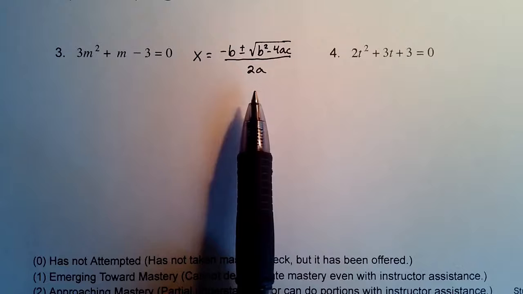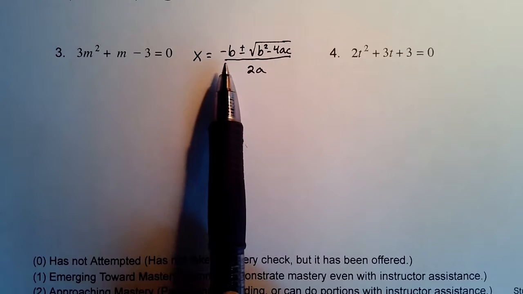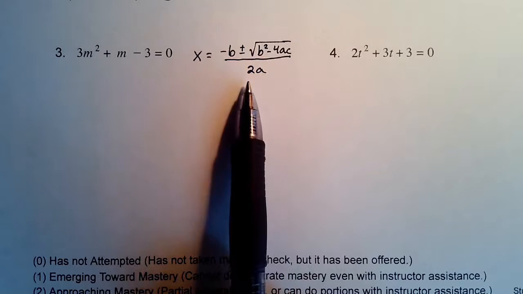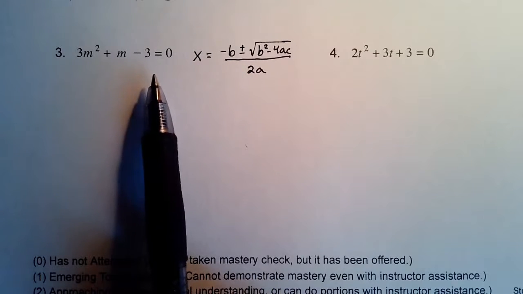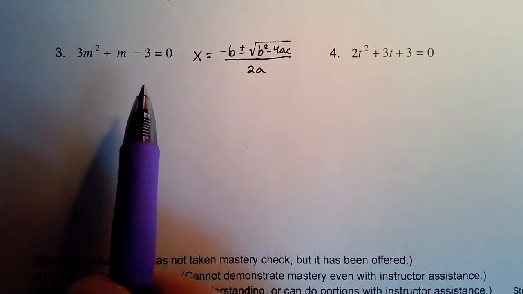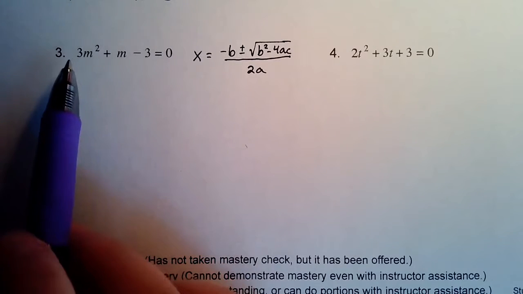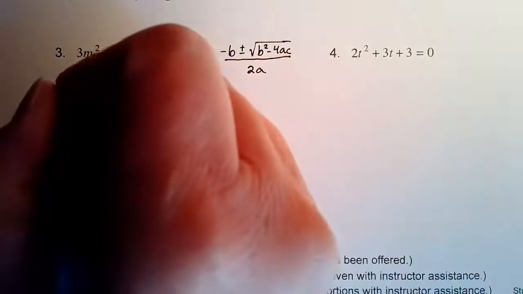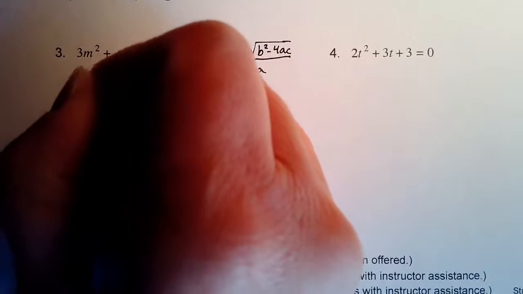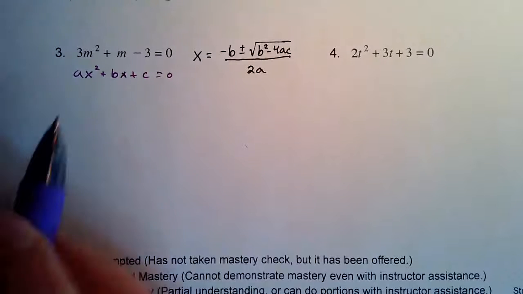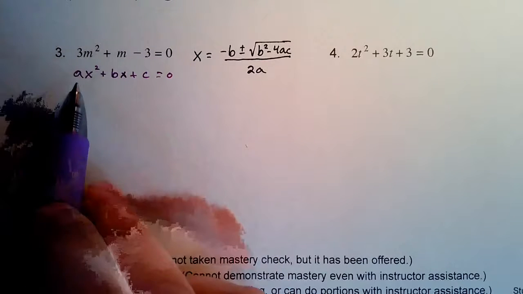All right, so right up here is our quadratic formula. x is equal to negative b plus or minus the square root of b squared minus 4ac, all divided by 2a. So I'm going to use the quadratic formula on problem number 3 and problem number 4. All right, so to use the quadratic formula, the first thing we have to do is get our a, b, and c values. So remember that the standard form comes from ax squared plus bx plus c is equal to 0. Okay, that's our standard form.